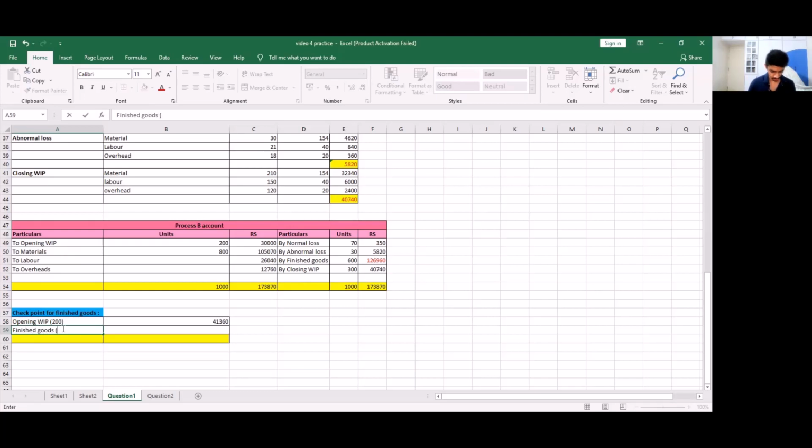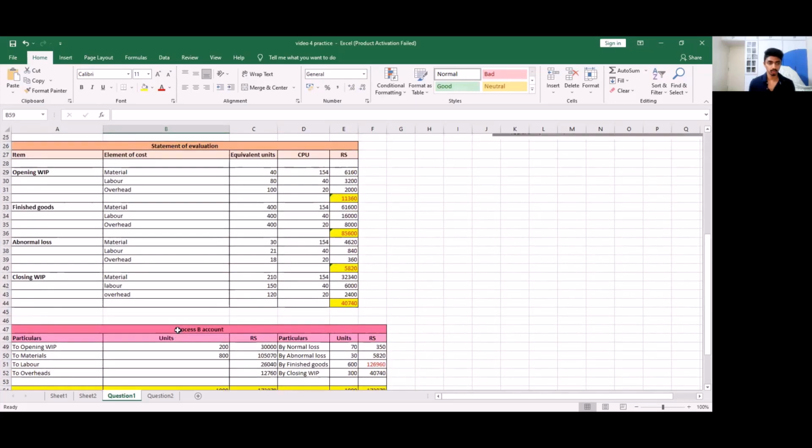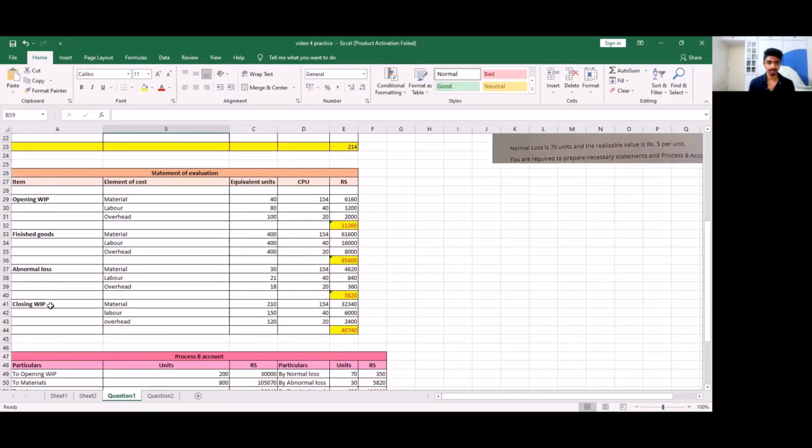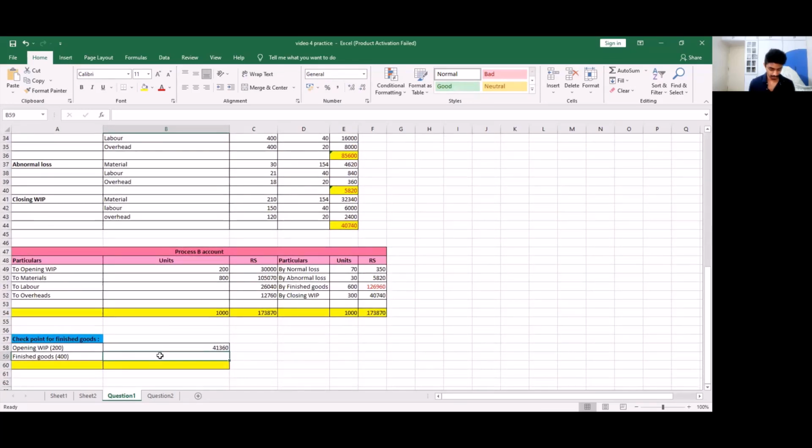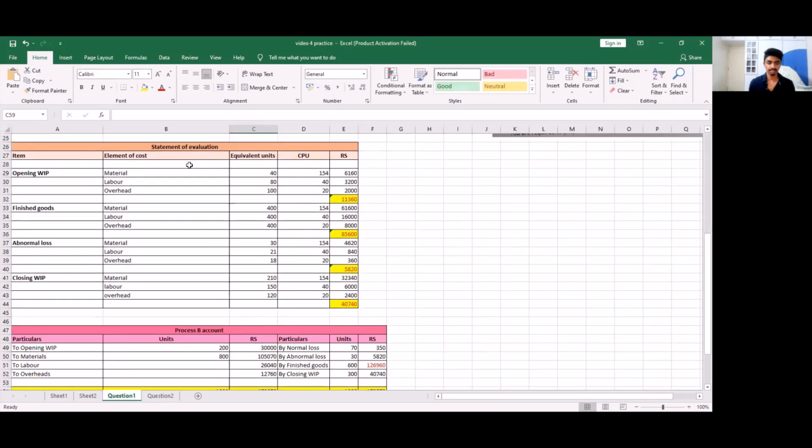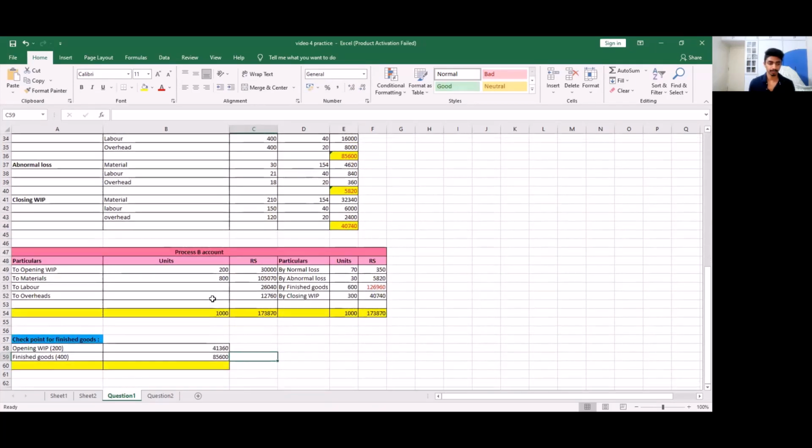These finished goods are of 400 units. So for 400 units, how much has it costed us? For 400 units, we have the amount in our statement of evaluation, and this amount is 85,600. So we will write 85,600. So it has costed us 85,600 for 400 units, and we get this from our statement of evaluation.